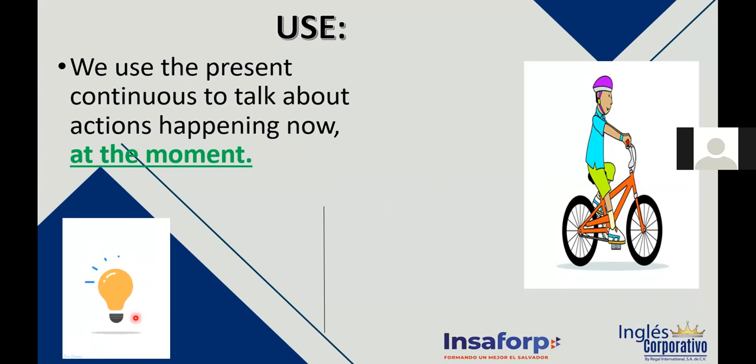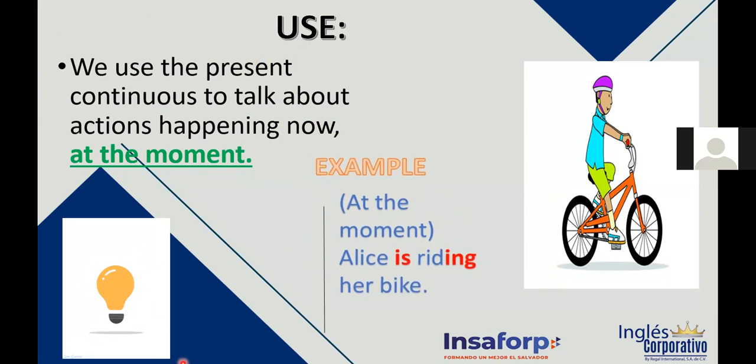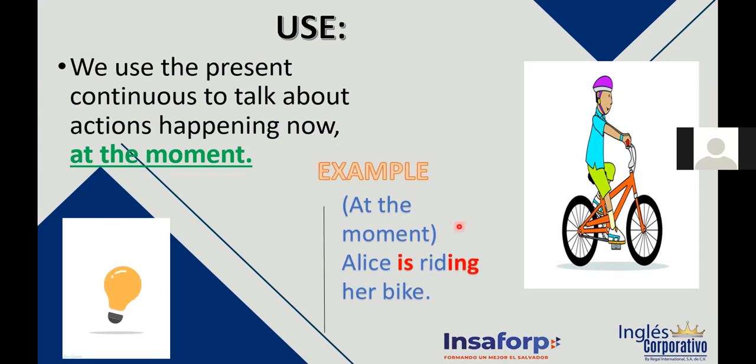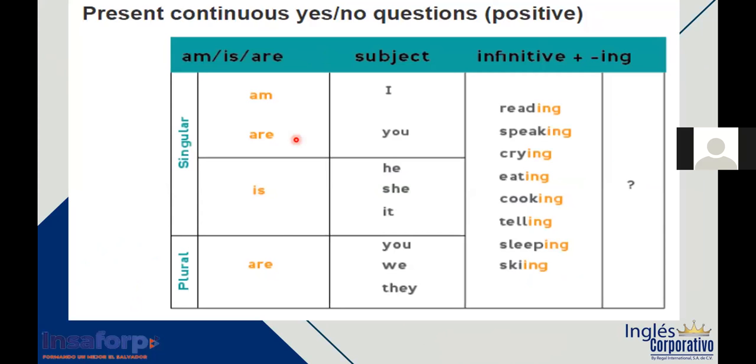And we had here an example: Alice is writing her book. I just added the same slide, because it's important for you to remind what the present continuous is about. But I consider that at this moment, everyone knows how to make affirmative and negative statements with the present continuous. So let's move on.